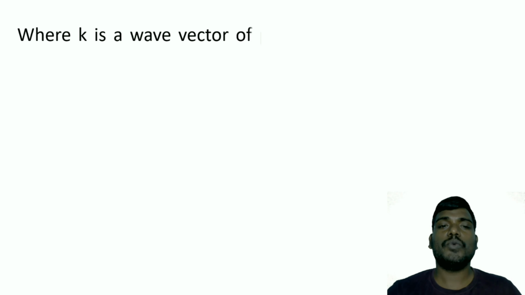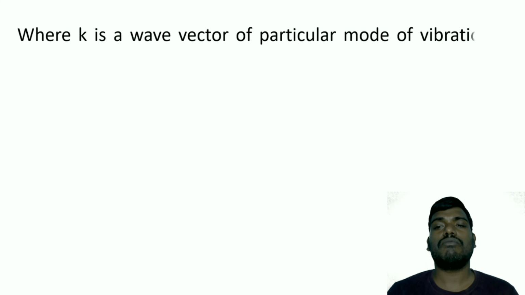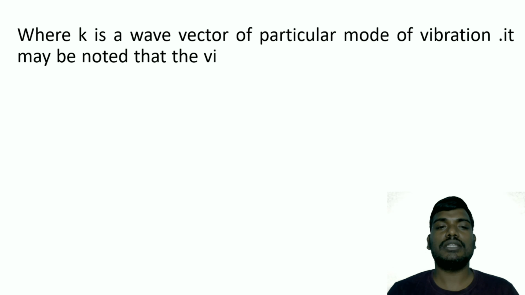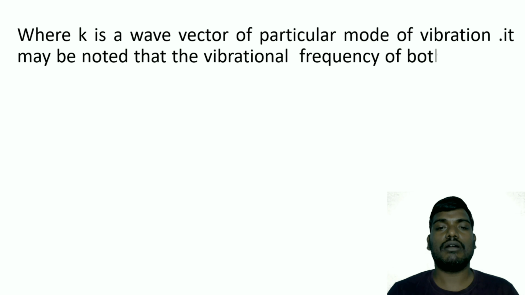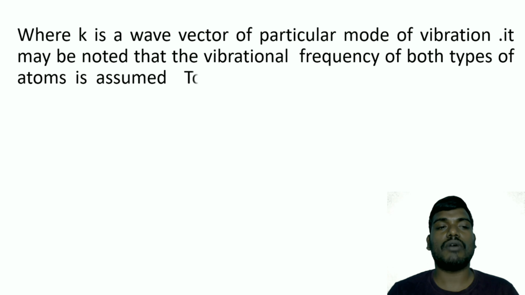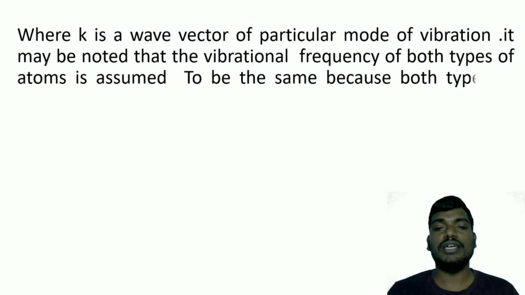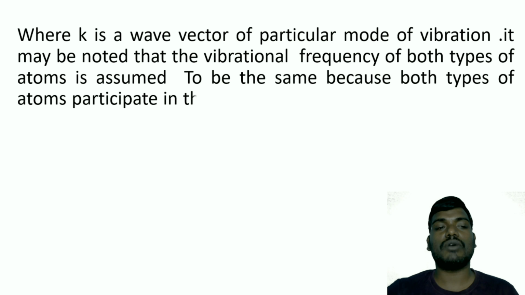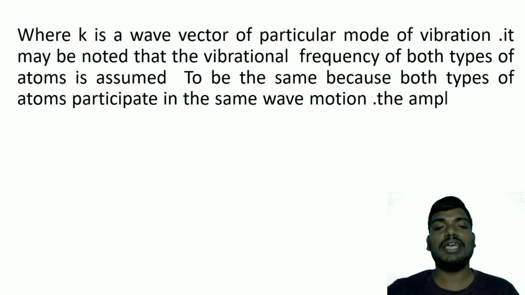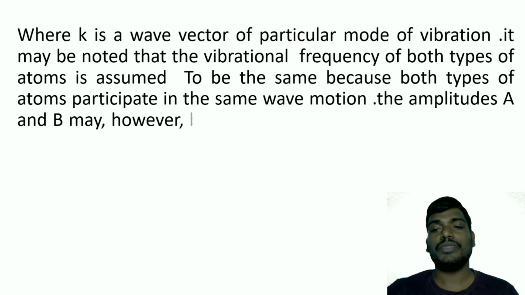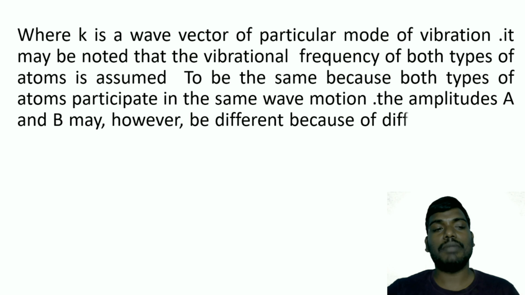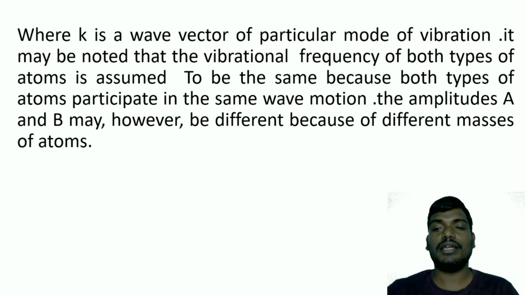Where k is a wave vector of a particular mode of vibration. It may be noted that the vibrational frequency of both types of atoms is assumed to be the same because both types of atoms participate in the same wave motion. The amplitudes capital A and capital B, that means A indicates the small m and B indicates the capital M. However, they differ because of the different masses of the atoms.